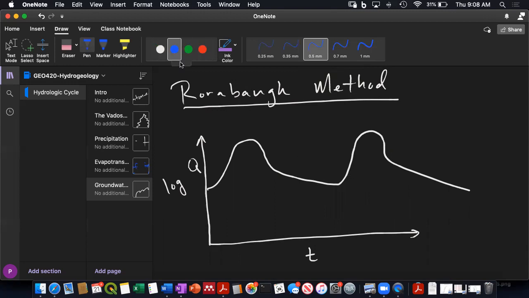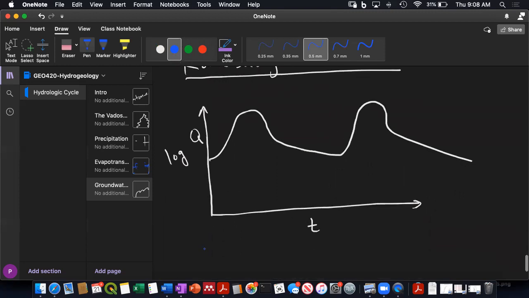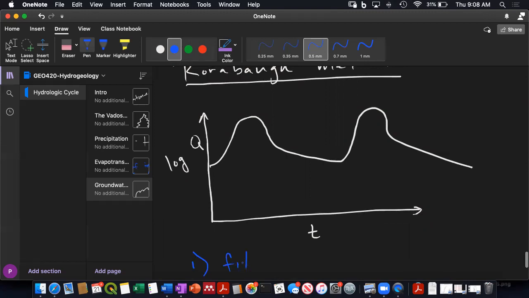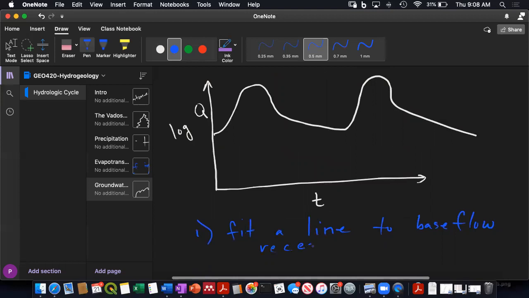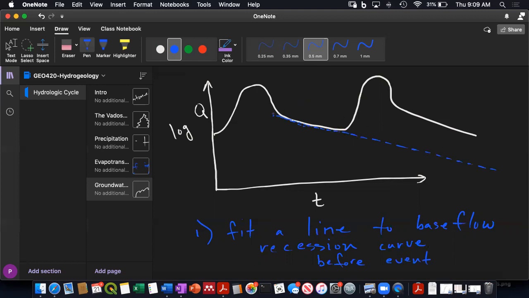And the idea is this: we fit a line to the base flow recession curve before the event. All right, so here that's going to be this one. So we would come in here and we would take a ruler or use our computer and fit a line to this guy.